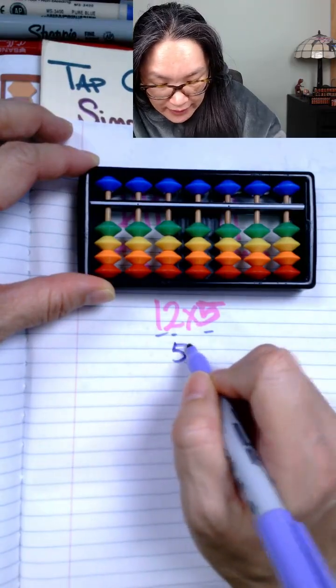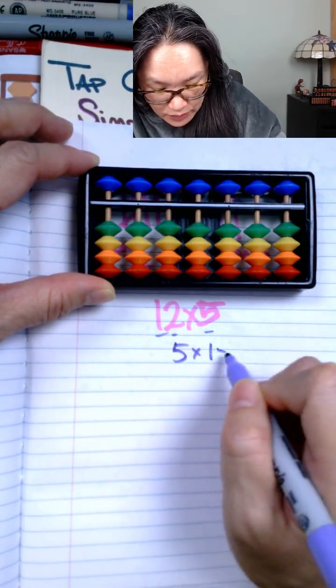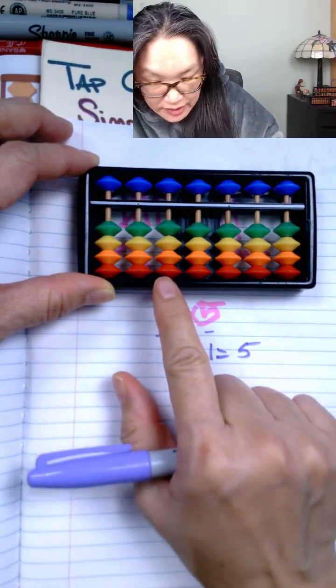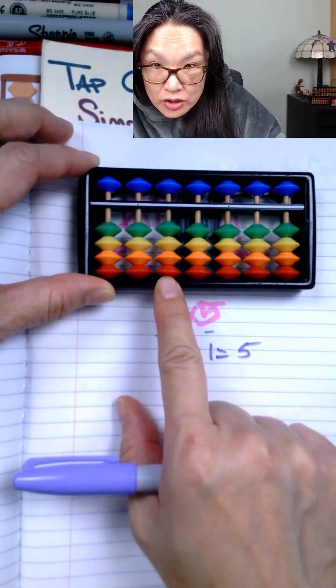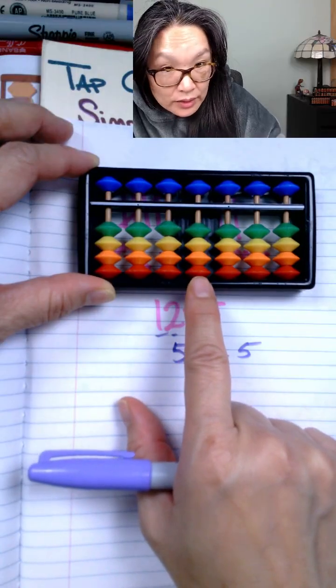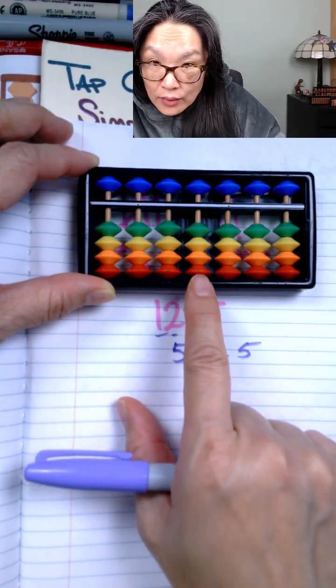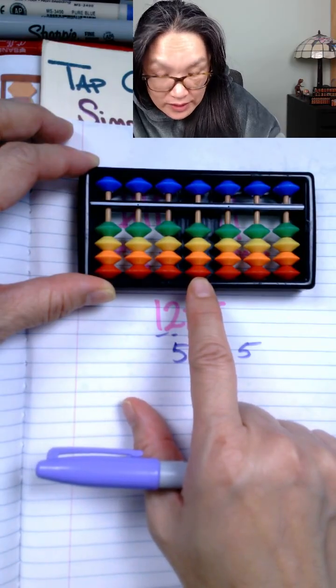Now we're going to divide out. 5 times 1 is equal to 5. 5 is a single digit, right? So what I need to do is go back 1 column and add the 5. So I add the 5.